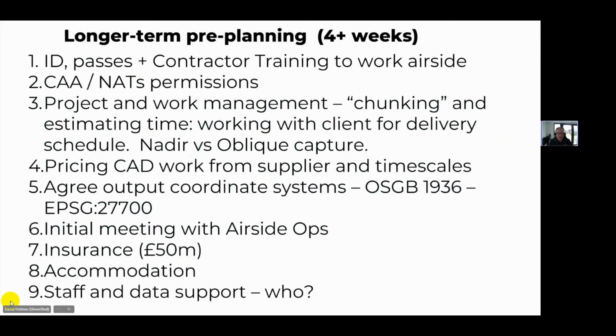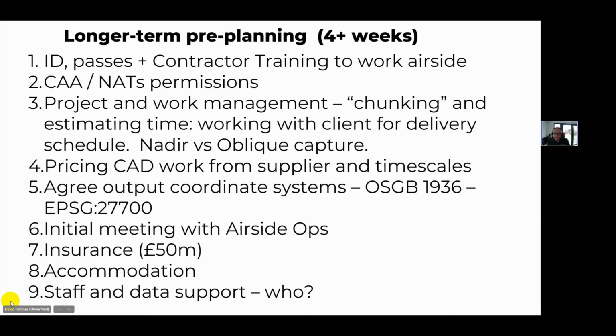So I'm going to talk you through the planning, which I've split into shorter term and longer term. We basically got this job about 3 weeks before we were asked to do it, so we were up against the wall in terms of planning this, along with our other jobs as well. There are a lot of things that need to be thought of, and I would have thought across most commercial airports of this scale, they would be very common.